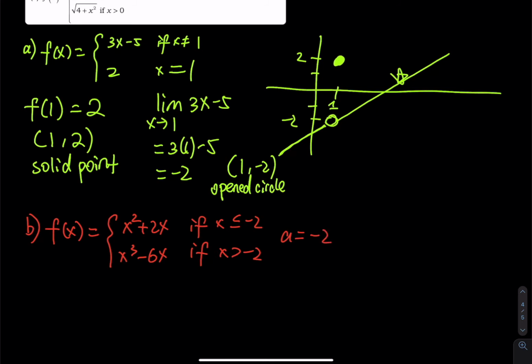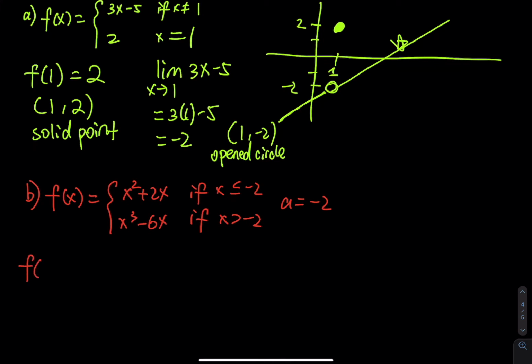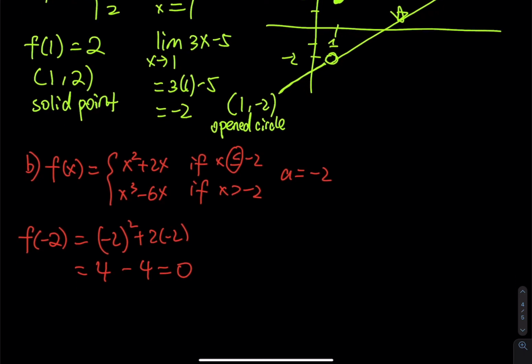So let's check out the solid point. So f of negative 2. Can you tell me which piece I have to pick? Where do you have to look right now? You have to look at the inequality. Where is the equal sign? The equal sign is up here. So we have to pick the first piece, the parabola, the second degree. So that is negative 2 squared plus 2 times negative 2. So we have a 4 minus 4 equals 0. So that means when x is equal to negative 2, we have a 0. This is a solid point. When x is equal to negative 2, we have a 0.